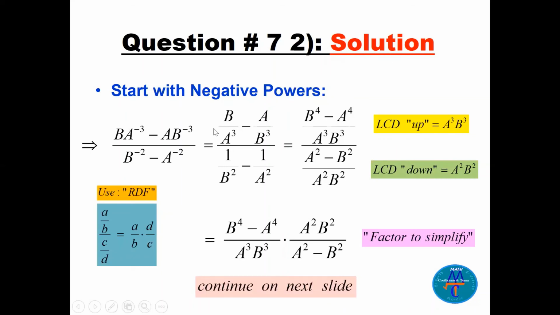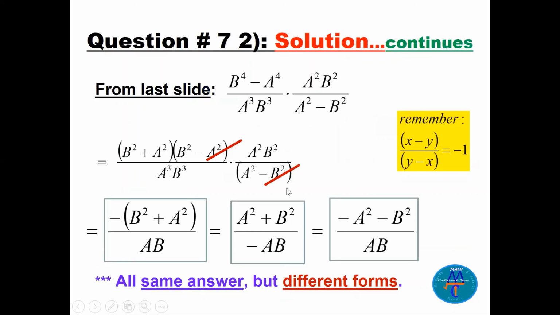Now this one, a cubed b cubed, so this one will be b to the 4 minus a to the power 4, just adding by simple LCD. Add this one, it becomes a squared minus b squared over this. Use the reciprocal when you divide the fractions. So b^4 minus a^4 over a cubed b cubed times a squared b squared over a squared minus b squared. Now factor, simplify, find the correct final answer.